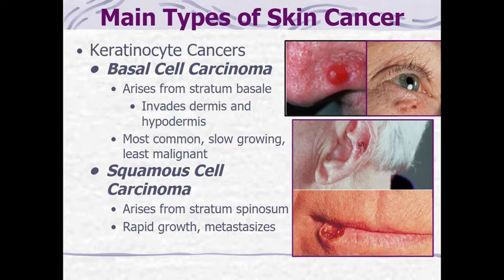Squamous cell carcinoma arises from the stratum spinosum, so a different layer of the epidermis. This has rapid growth and it can metastasize. So this one's a little harder to treat. You would probably need excision as well as radiation, potentially chemotherapy.